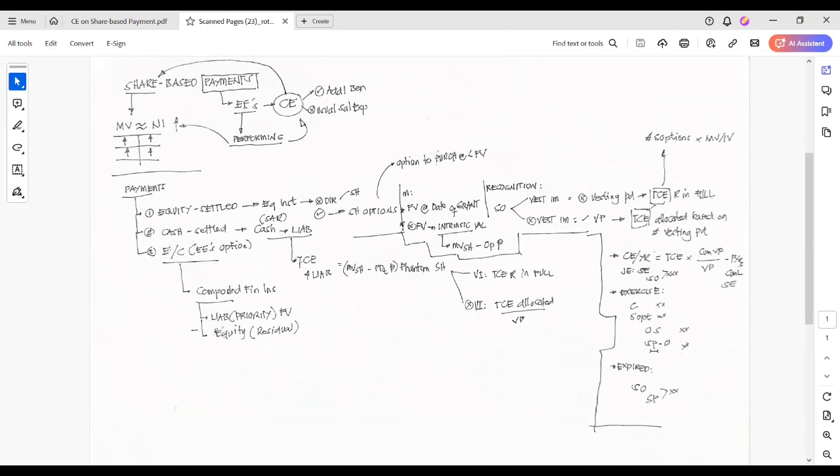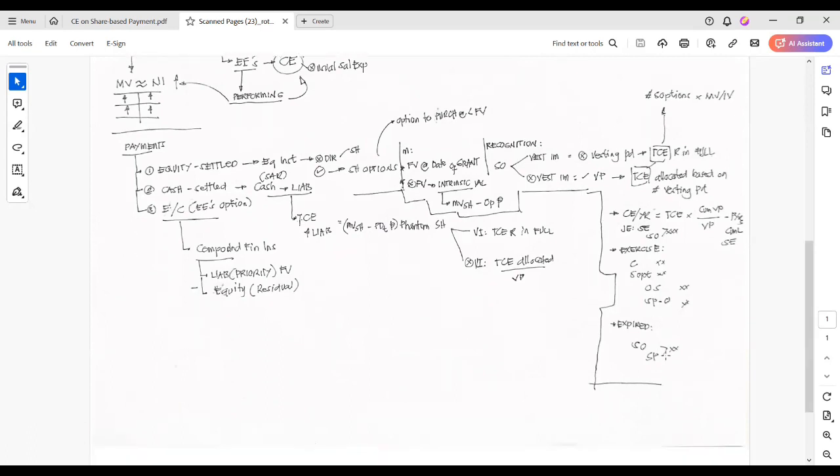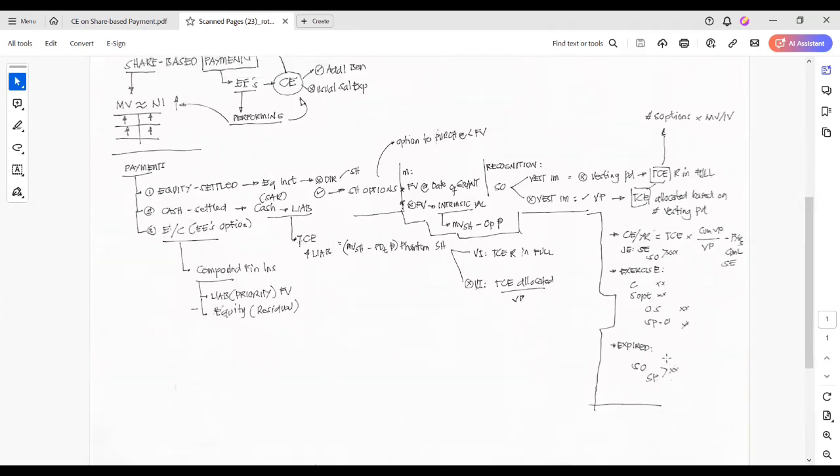What if the options were not exercised and expired? Okay? So you will just reclass. Debit the share options and credit share premium. And that is the entry if the options were not exercised. That is for equity settled.